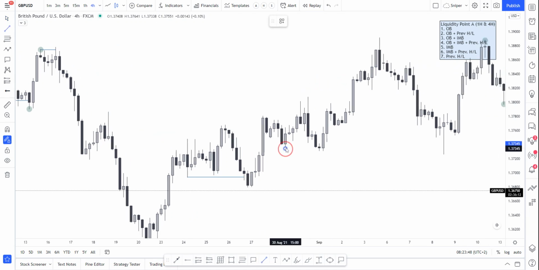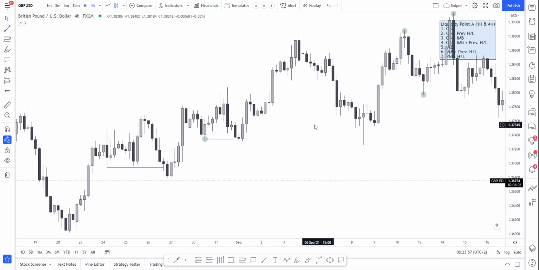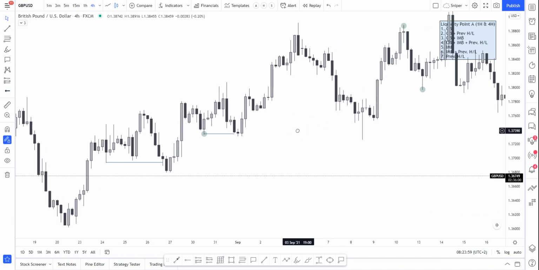We have a small example over here as well. You can see there's the low. Price took the liquidity below the low and then moved towards the upside. So that is how we look at highs and lows.